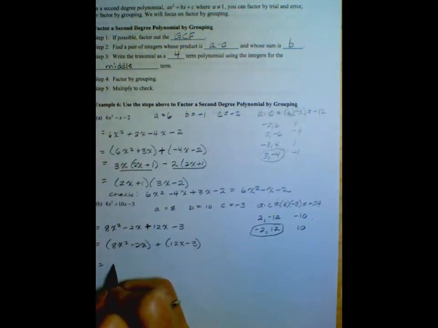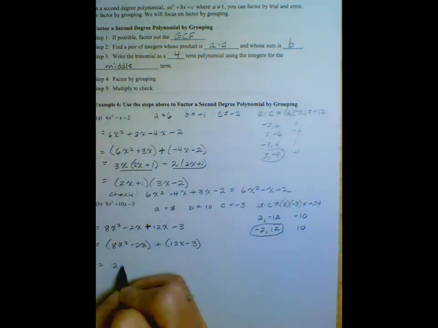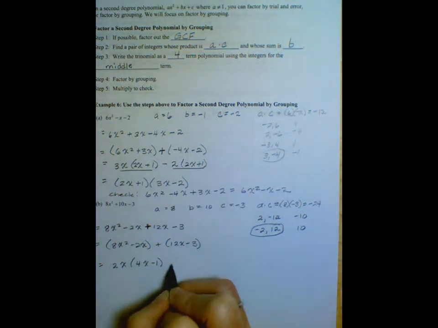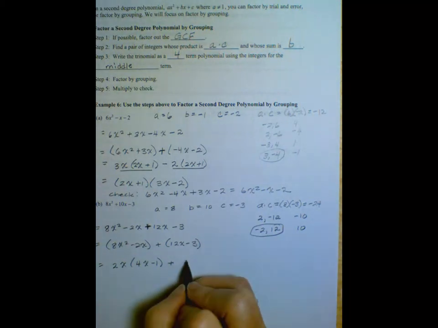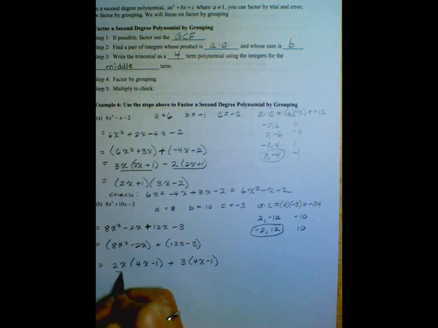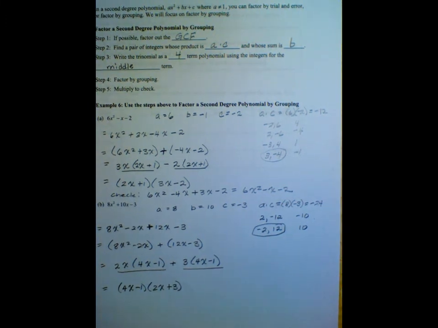Okay, common factor here of 8 and 2 is 2, and x squared and x is x, leaving behind 4x minus 1. And here, 12 and 3, we can pull out a 3, and 4x minus 1. So it's going to work because these two terms have a common factor of 4x minus 1, and that leaves behind 2x plus 3. And I'll leave the check to you, and we'll move on to our next video.